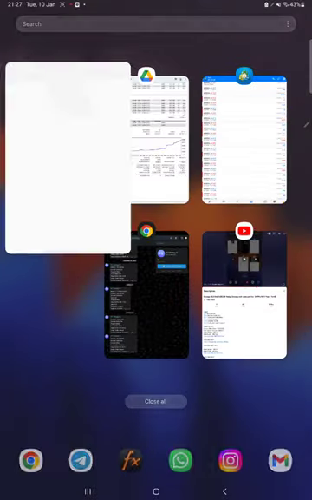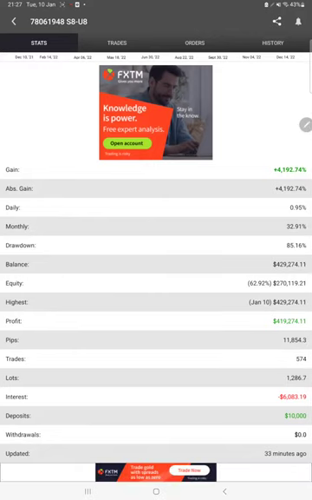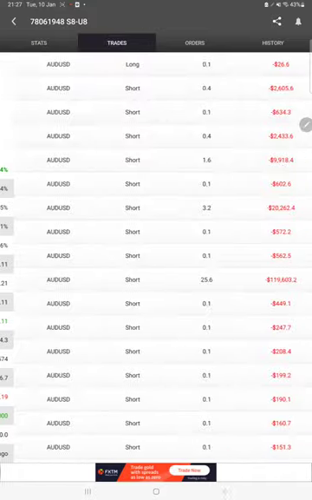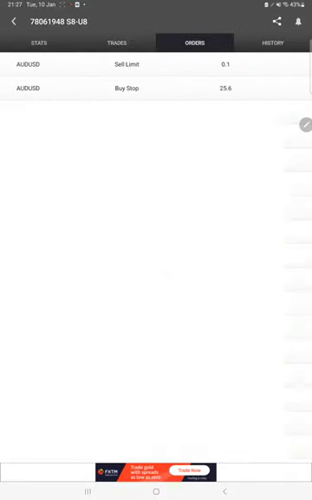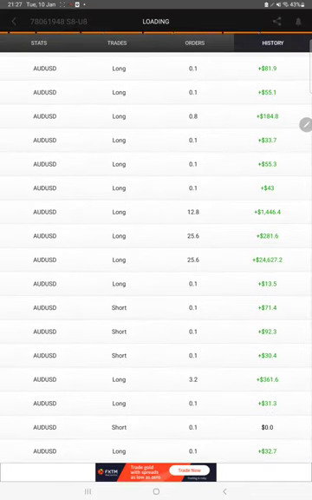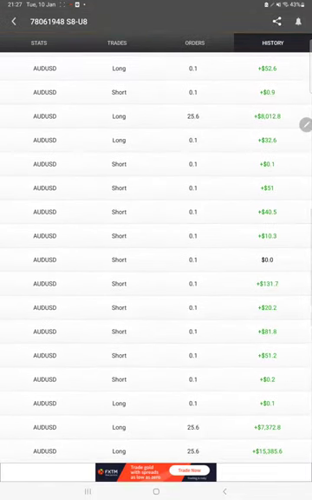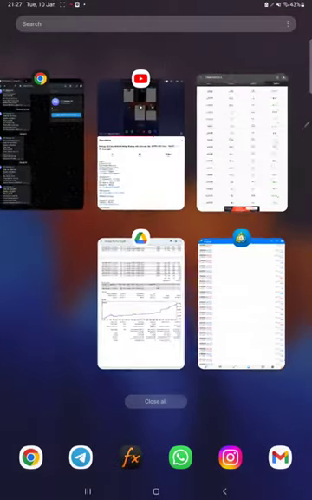Also the my FXBook statistics are available, so we can check the details like total percentage of gain, absolute gain, daily return, monthly return, drawdown, current balance, equity, profit pips that we have achieved, and 33 minutes ago it is updated. We can also see the live open trades here, verify the pending orders, and in history we can see how much lot size we have traded, how much profit and loss we have booked.